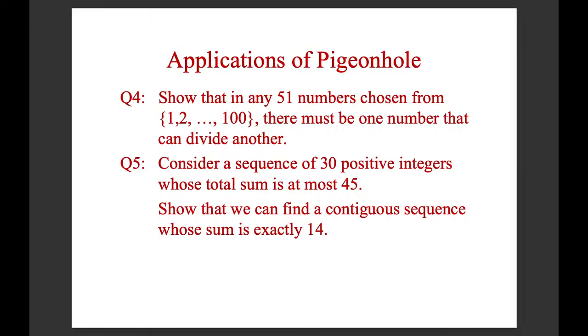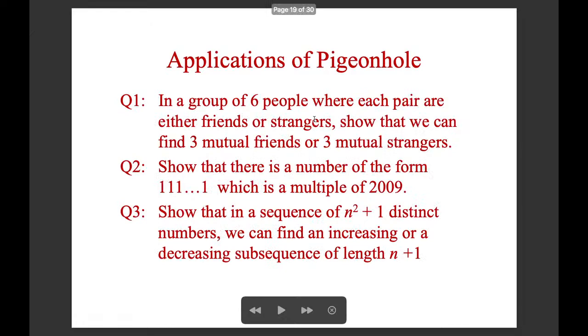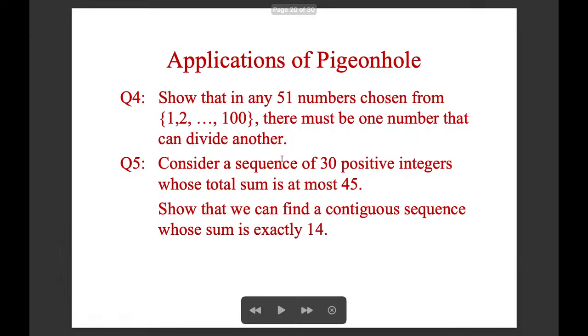But on the other hand, in this question, we want to show that if we select one more number, so if we select 51 numbers, then no matter what happens, we must be able to find a certain number properly dividing another one. This is easy. Among all of these questions, I think question 2 and question 4 are the easiest ones.